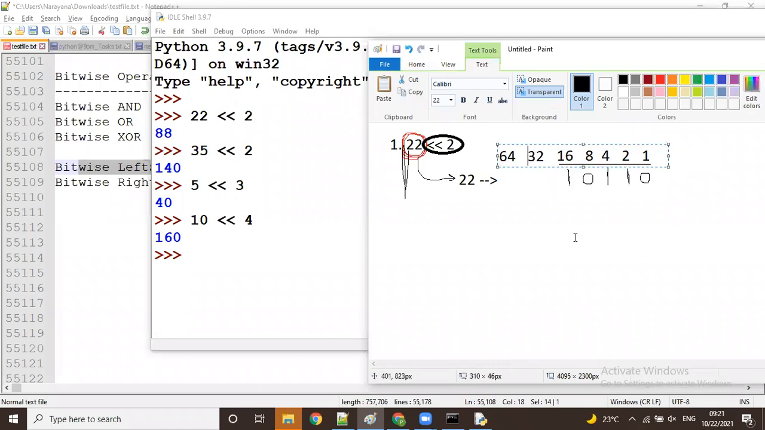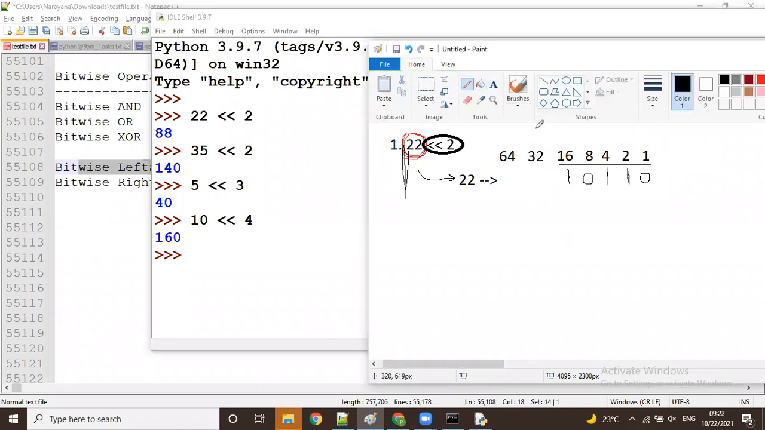Why only those two? What is the given question there? Sorry, 22 left shift 2 is there. That's why I want to move two places, guys, every element. Now all of you observe here. Now at this 16, what is there? 1 is there, moving two places.